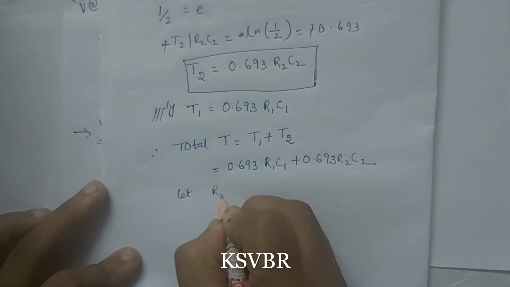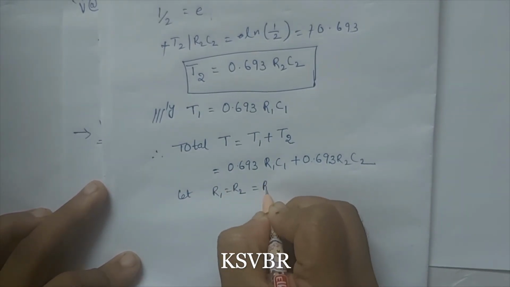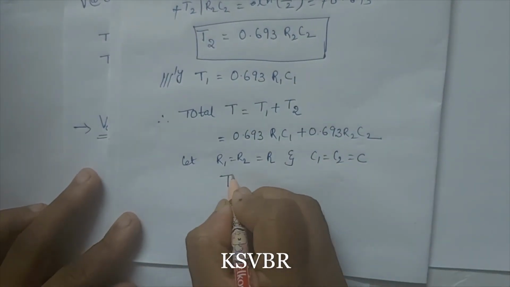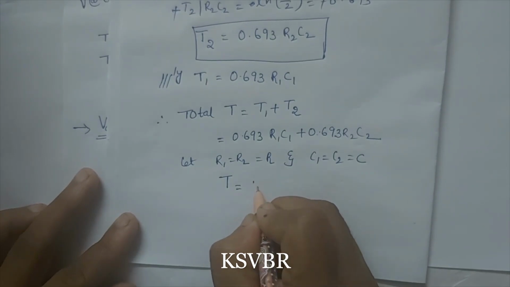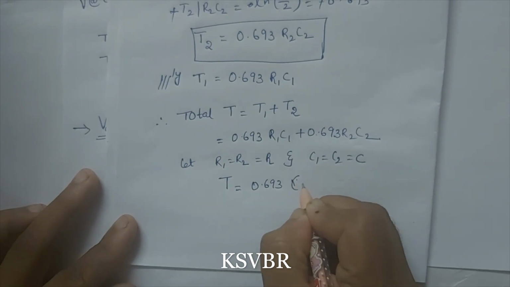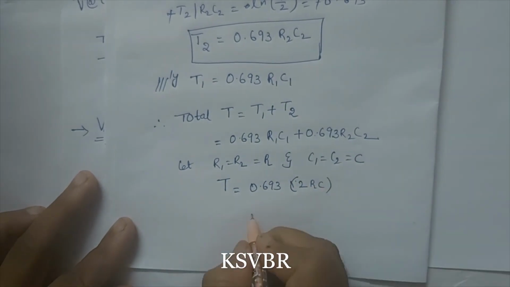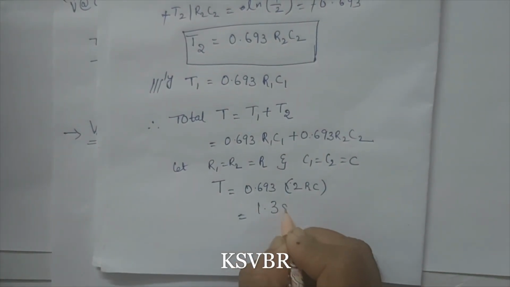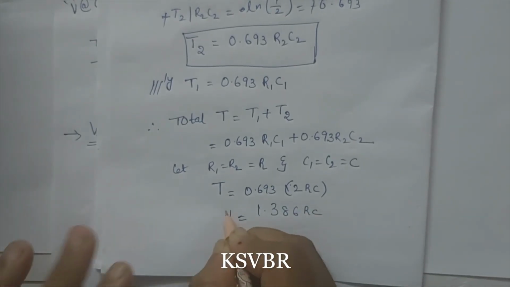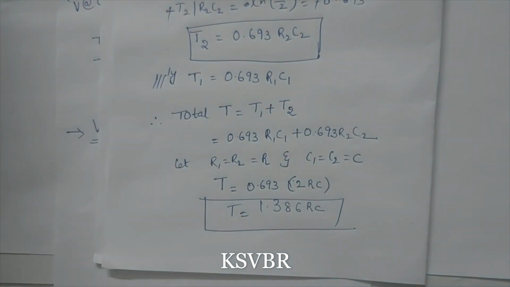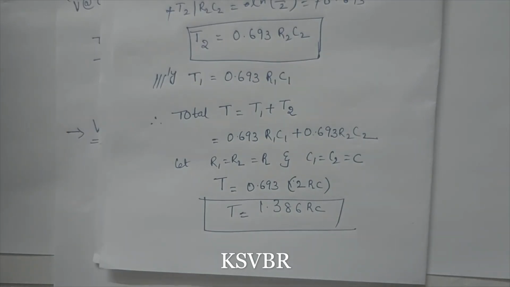Let R1 equal R2 equal R, and C1 equal C2 equal C. Total time is equal to 0.693 into 2 RC. So what is the value now? It is 1.386 times RC. This is the total time period of the astable multivibrator. Now let us see the waveforms of the astable multivibrator.